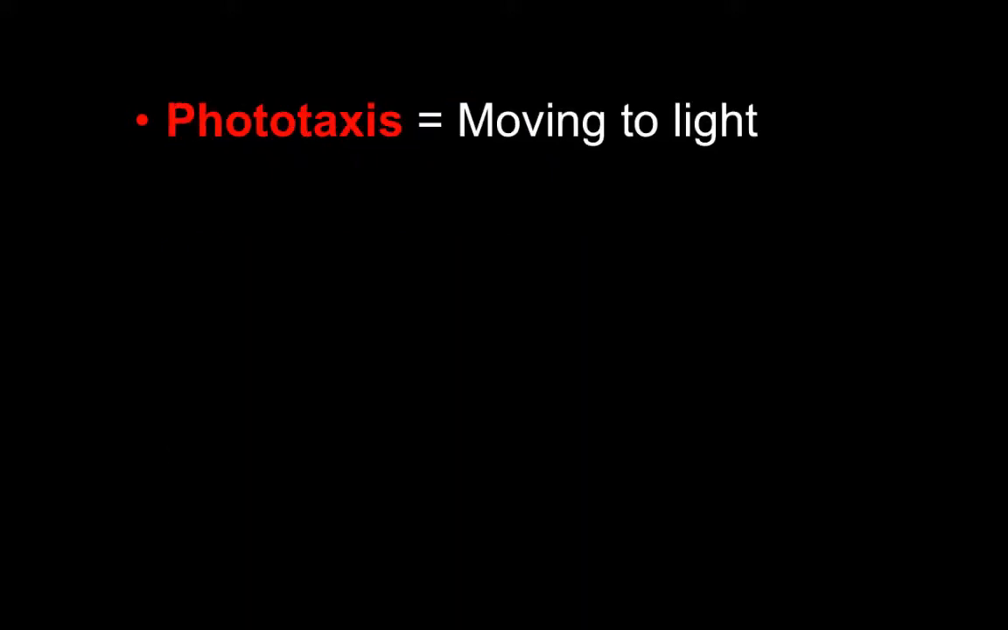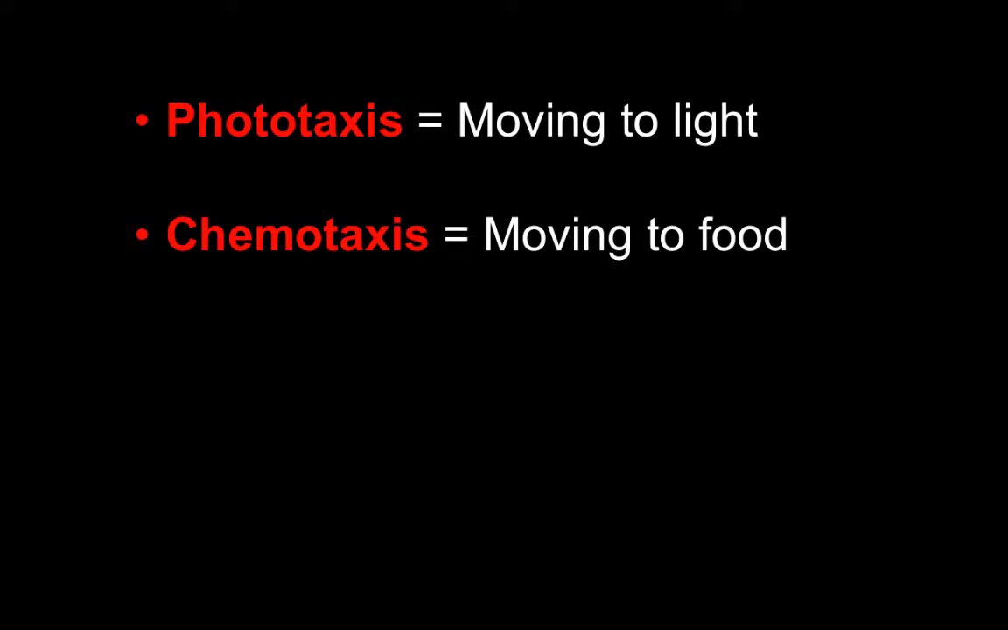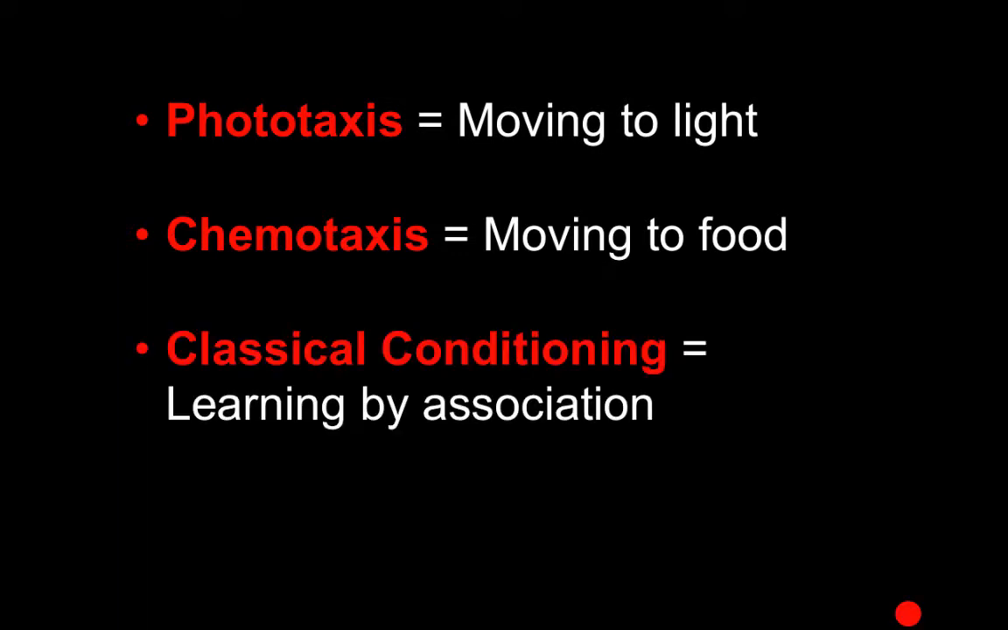Some examples are things like phototaxis, moving to light, photo light, taxis to move. Chemotaxis, moving to food. And classical conditioning, learning by association. That's like Pavlov's dog associating food with the bell.